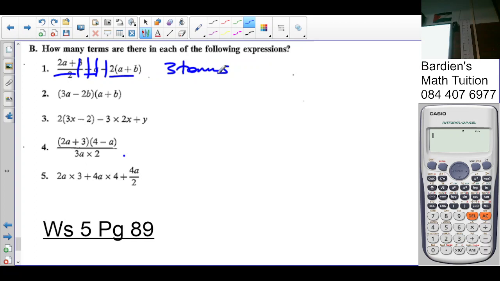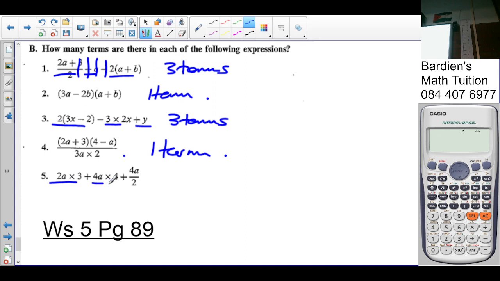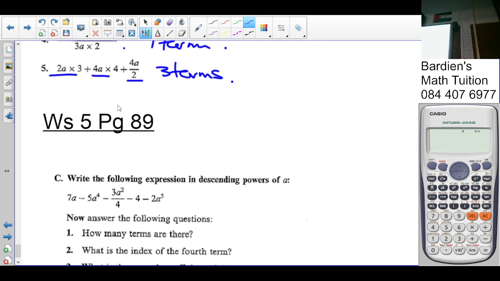Number 2. 1 term. You can't separate here because of the brackets. So it's 1 term. Number 3. So 1, 2, 3 terms, yes. Number 4. 1 term, yes. Number 5. 3 terms. Okay, you all agree with that? Then we come to C.